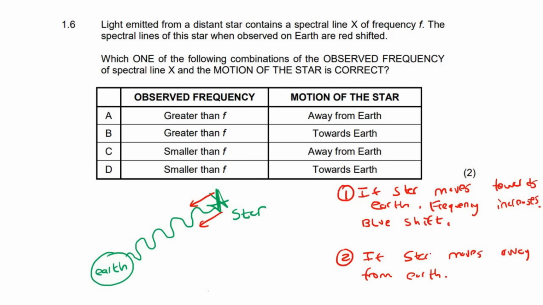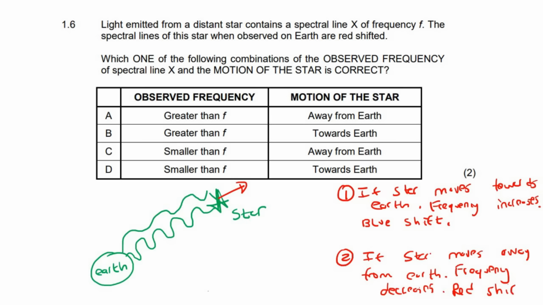Okay, now if the star moves away, so if it goes that way, then it stretches the waves out. So the frequency decreases, and we call that a redshift.